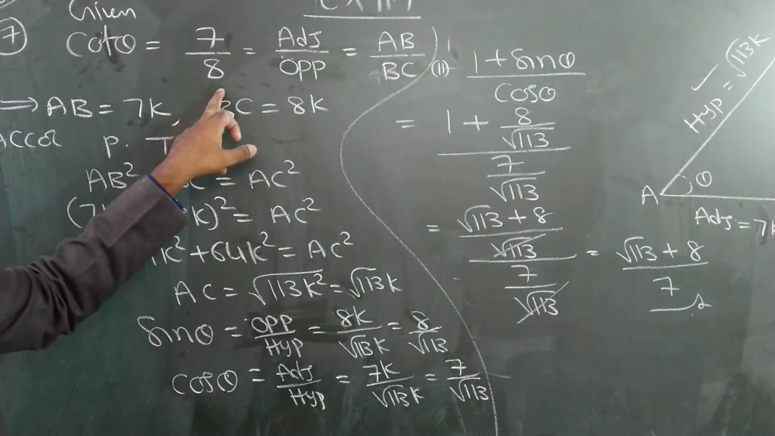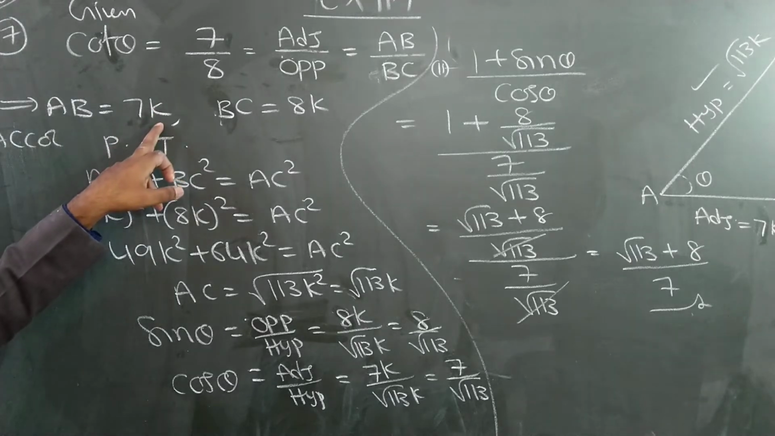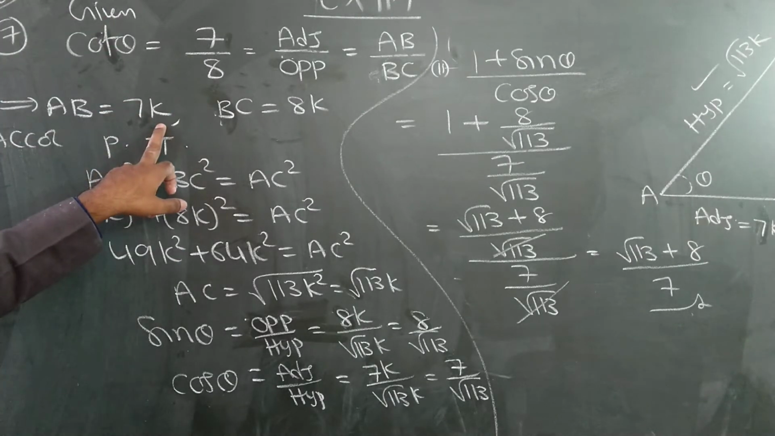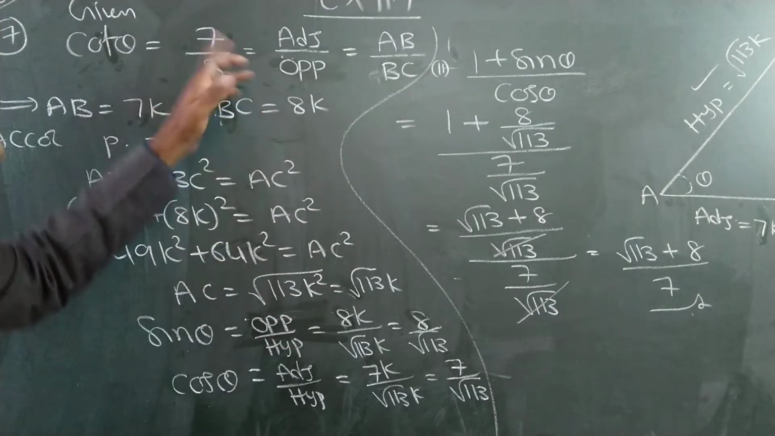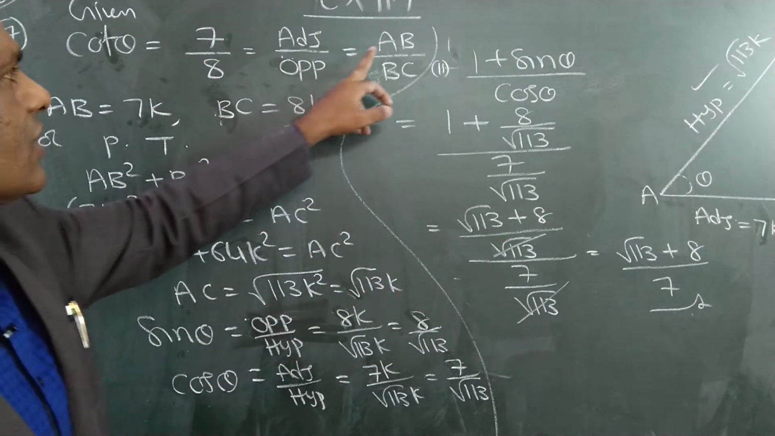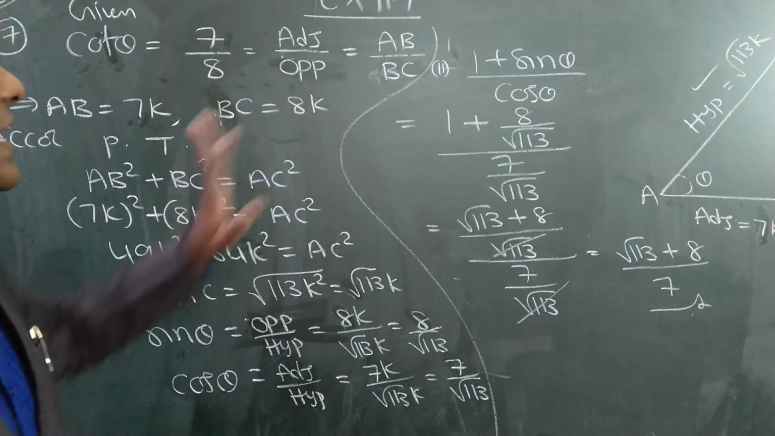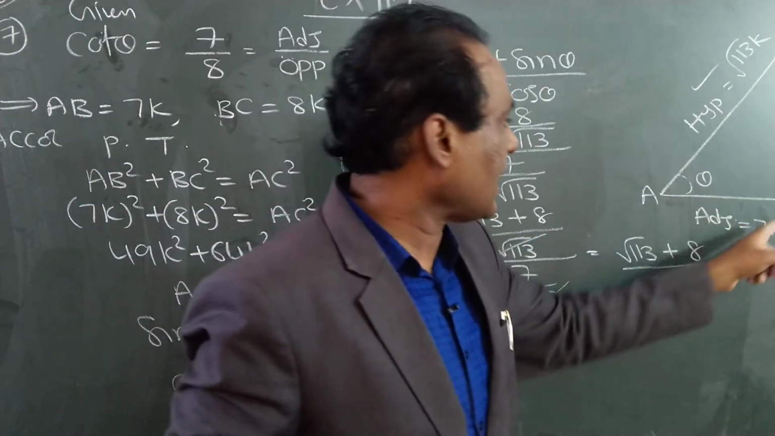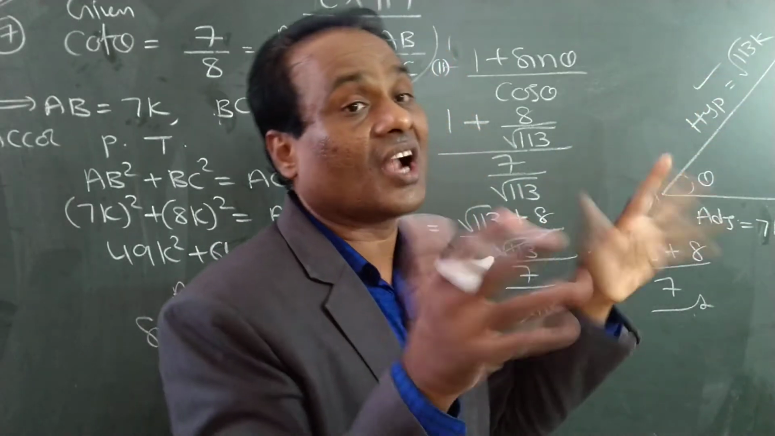If a fraction is given, to get the actual values we have to multiply with some constant. You studied this in ratio and proportion. AB you can directly take as 7 also, and we will get the same answer. But the standard form is AB is equal to 7k, BC is equal to 8k. So we got AB as 7k, BC as 8k. Then this side is not known.